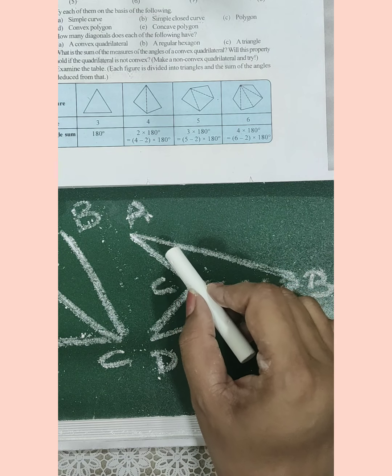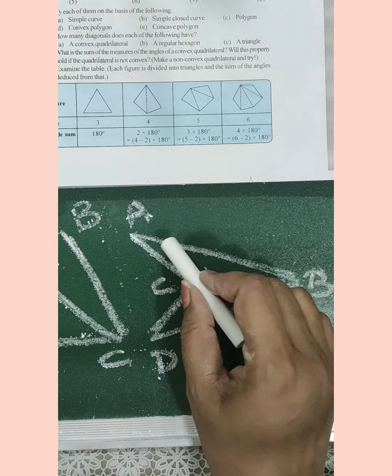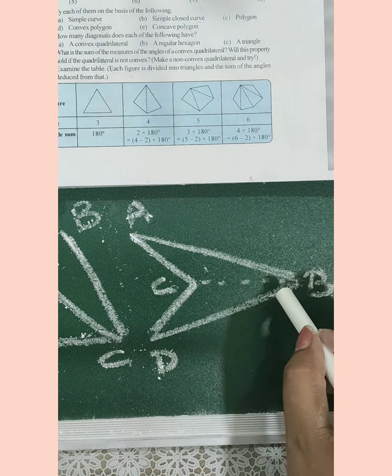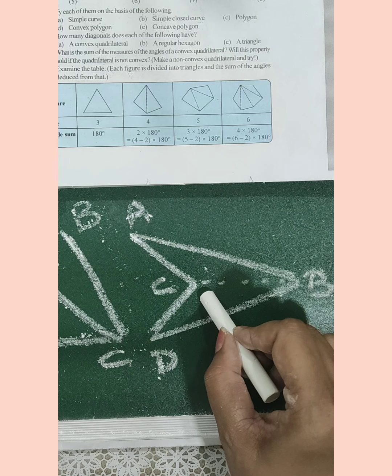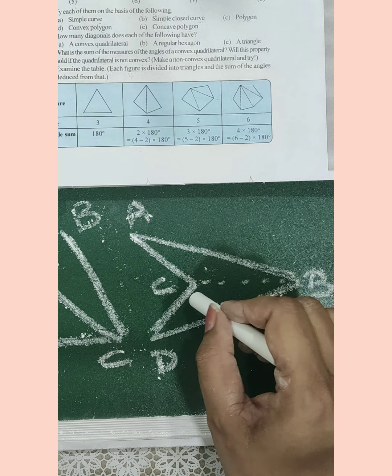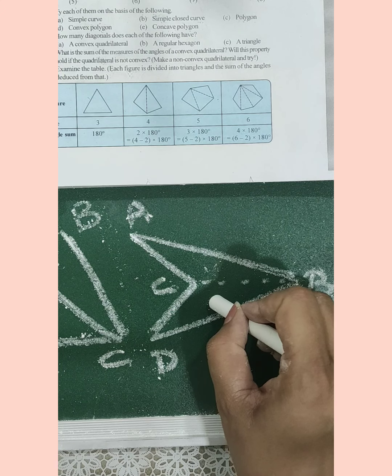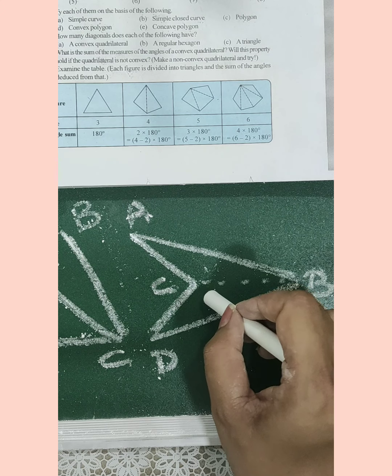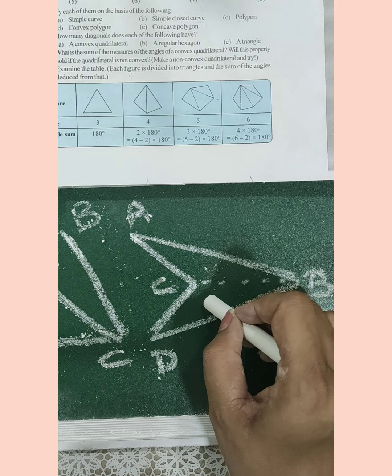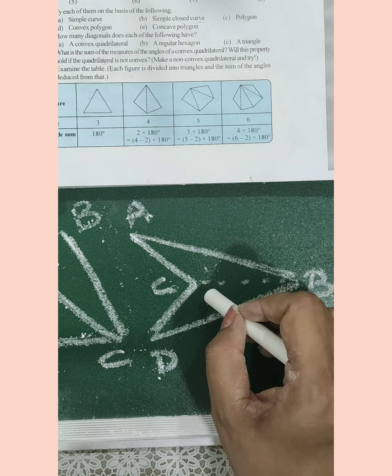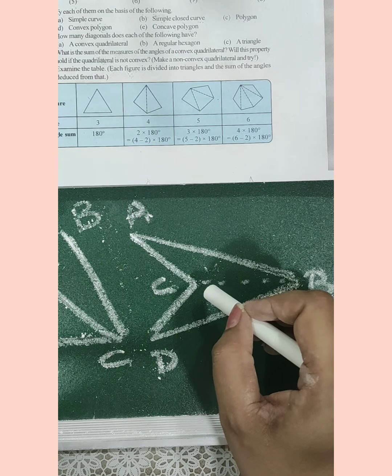And if I add, according to the angle sum property, ABC will be 180 degrees. Similarly, BCD will also be 180 degrees. So if I add the measure of both, I am going to get 360 degrees. So it says that the property holds also for the quadrilateral which is not convex.